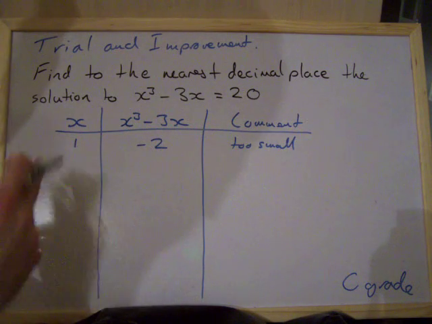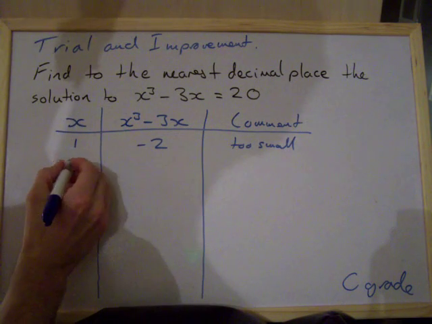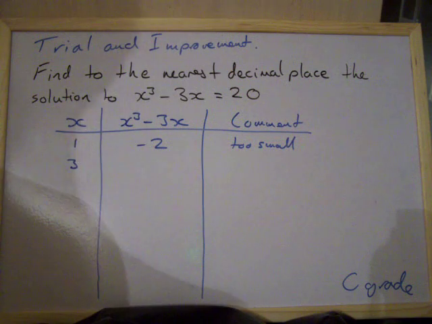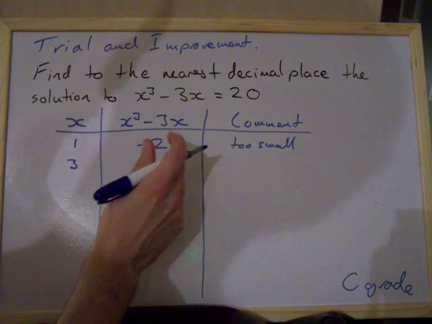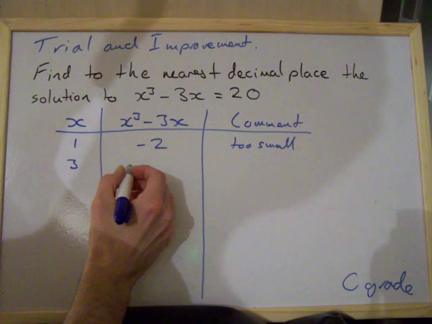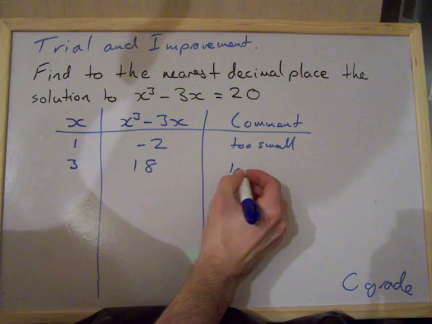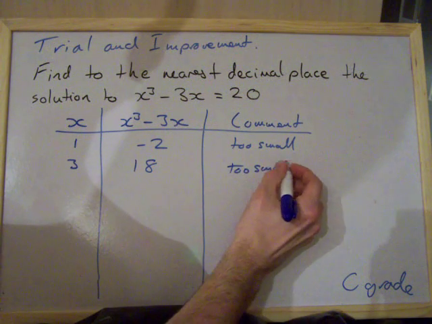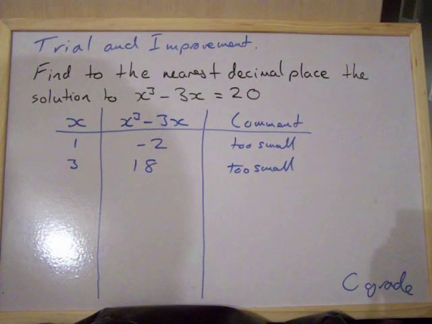Because of that, instead of trying 2 next, I might try 3. So 3 cubed, which is 27, minus 3 times 3, which is 9, so 27 minus 9 is going to give me 18, and that's too small. However, it's not too far off, is it?